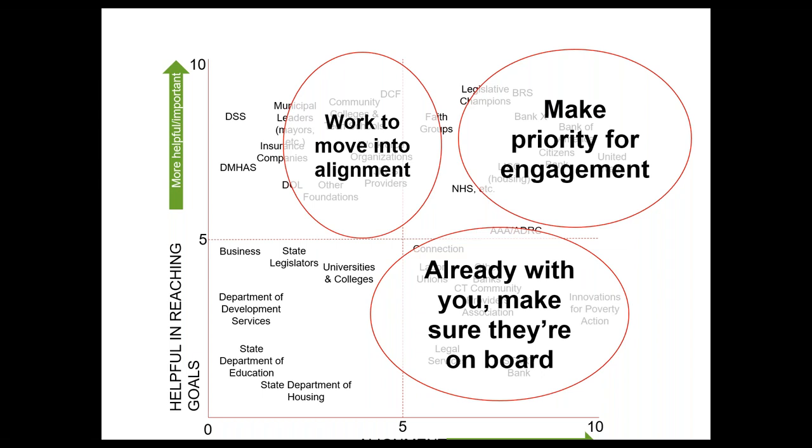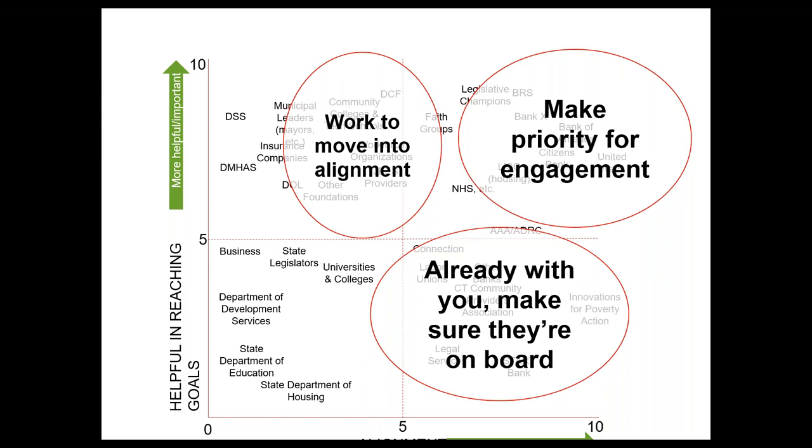Those on the bottom right, they are aligned, but maybe they don't have as much time or resources or money or influence, whatever it might be. Don't forget about those individuals. Those are so important and crucial for power and numbers. Those are the individuals you want to make sure are on board. They can sign on letters. They can go to Hill Days with you. Those are the power and numbers individuals.